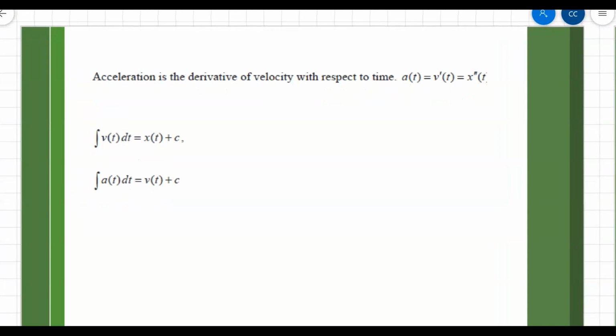Acceleration is the second derivative of position, or simply the derivative of velocity. We say a of t equals v prime of t, or x double prime of t. And we can also integrate velocity to get position, and we can integrate acceleration to get velocity. So this is the working backwards version of position, velocity, and acceleration.